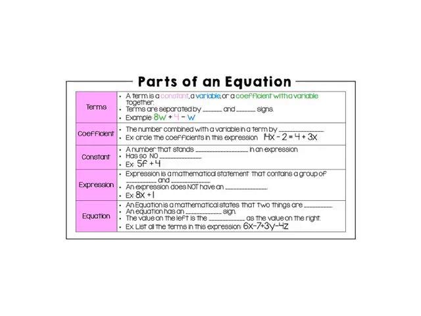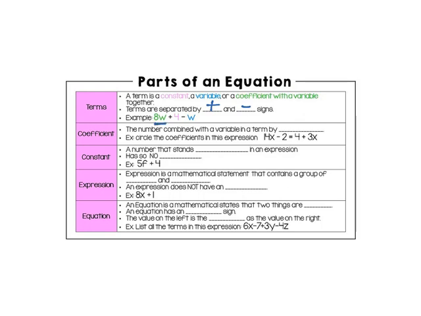So first things first, we need to know a few vocabulary terms, so that way we can move on and understand the parts of an equation. First, it talks about the terms. A term could be a constant, a variable, or a coefficient with a variable together. Terms are separated by plus and minus signs, and it gives us an example. It says 8w plus 4 minus w. So if I'm looking at this one, this expression has three terms.